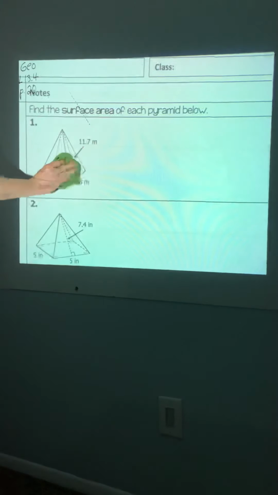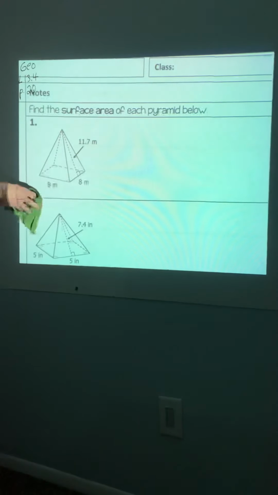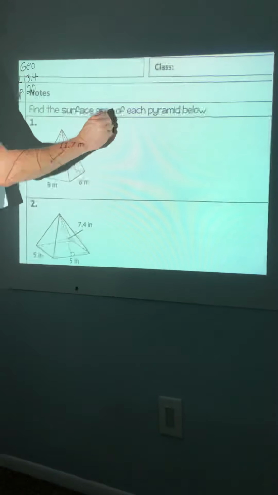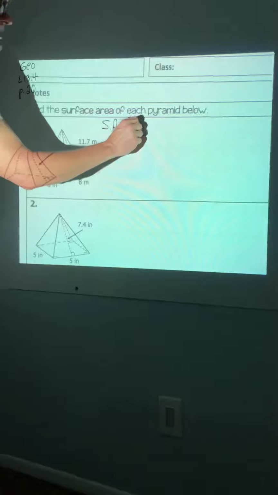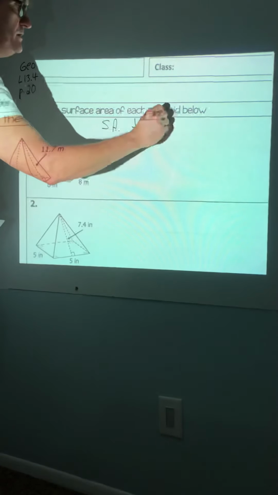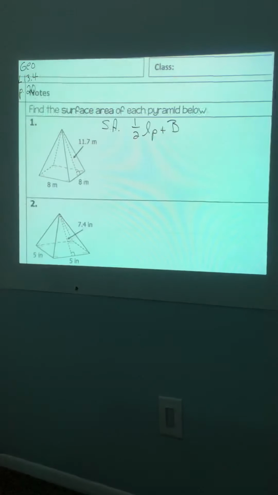The question is, find the surface area. The shape is a pyramid, and that one is a square pyramid because the base of it is a square, an 8x8 square. Hardest part, honestly, is the correct formula. So I want the full surface area. We're also painting the bottom, and it is 1/2 LP plus capital B. That capital B is important. That capital B always stands for area of the base. L is the slant height, and P is the perimeter of the base.